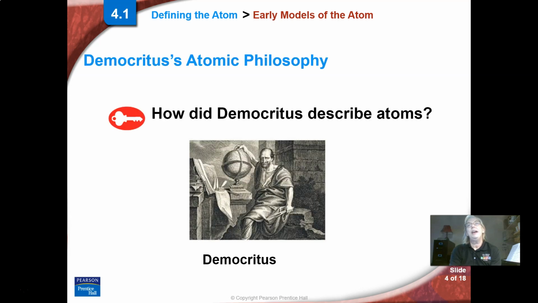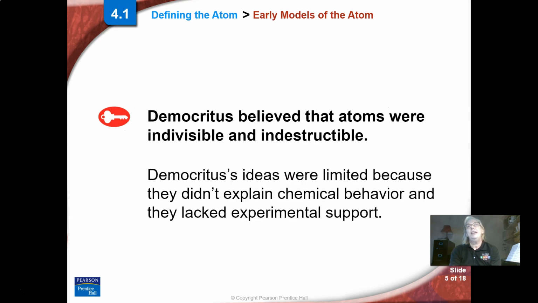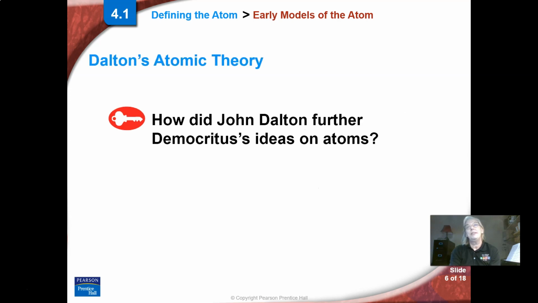So Democritus, way back in the Greek days, came up with the idea that everything is made from atoms, and atoms, you can't break them down, you can't destroy them. Part of that's true, but we can get to the parts of the atom, so we can't destroy them. But he wasn't able to do experiments because that was way back in the day. So he just came up with a theory, and he wasn't able to prove it with experiments.